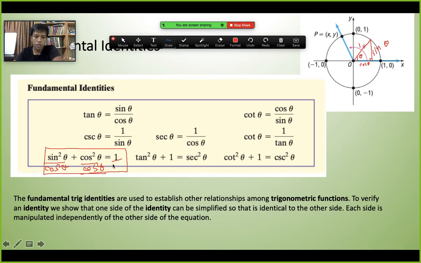This also cos square theta. Okay. So see, sin square theta divided by cos square theta means tan square theta. This relationship, we use it here. So sin square theta divided by cos square theta equals tan square theta. Then cos cancels out. 1 divided by cos square theta equals sec square theta, which is this relation. So 1 divided by cos square theta equals sec square theta.